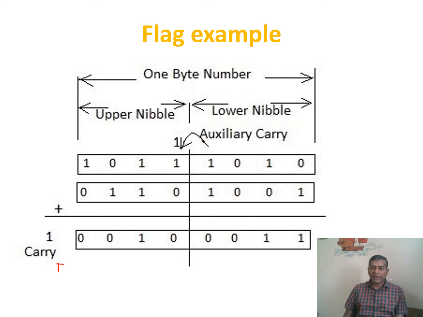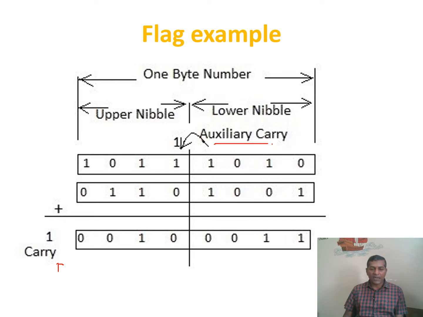If we add, let's say this is 0 1 1, then 1 plus 0 is 1, 0 plus 0 is 0, and then 1 plus 1 is 0, but a carry is generated here. So this carry from the lower nibble to the upper nibble is known as the auxiliary carry flag.